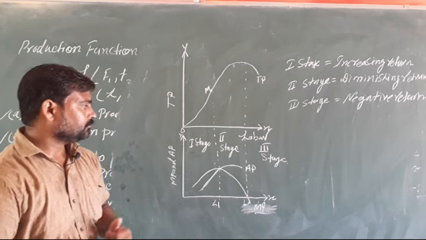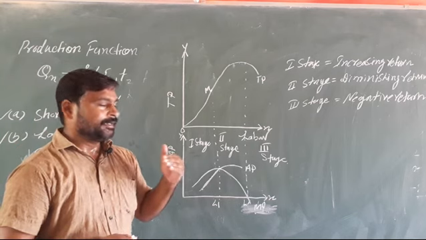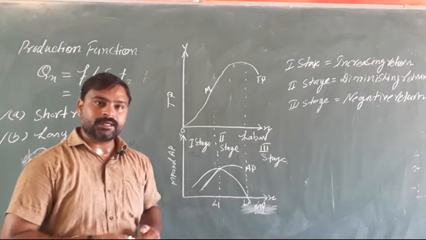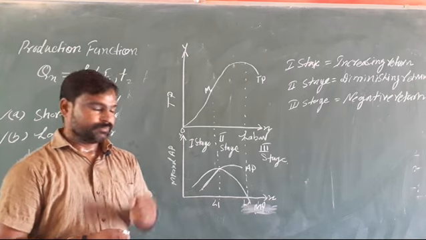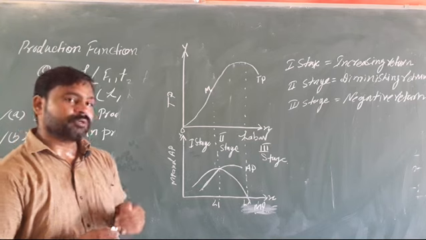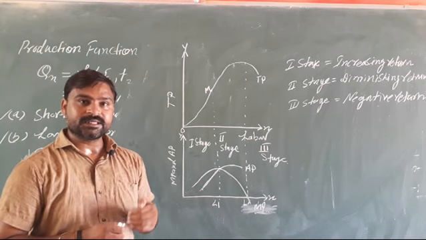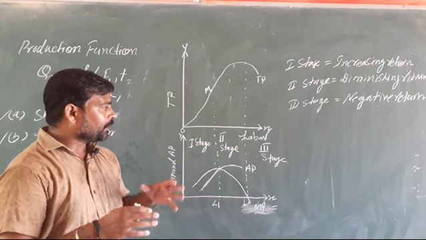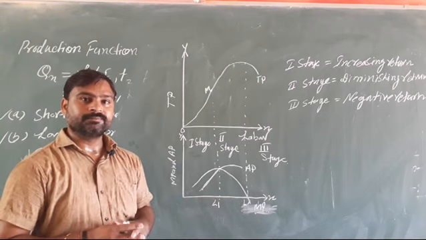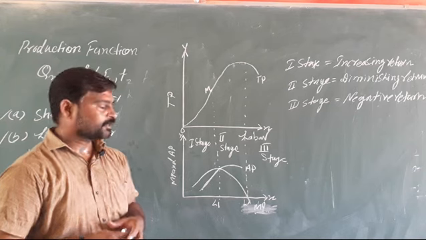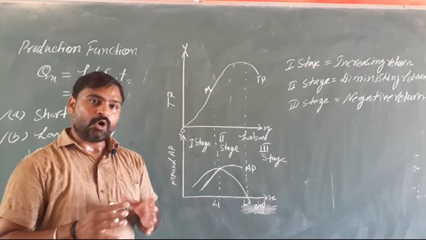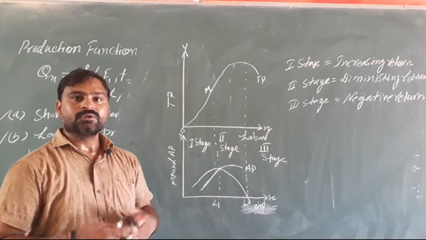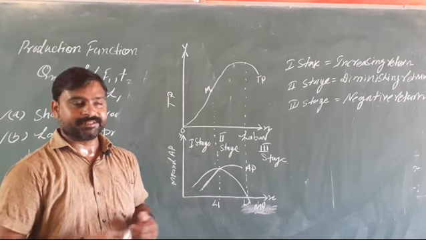Secondly, why is there a decreasing return? Because when we increase the labor in the organization, it increases the cost of production, and overcrowding of the fixed factor of production occurs, or the optimum utilization of the fixed factor should not take place or may not take place.